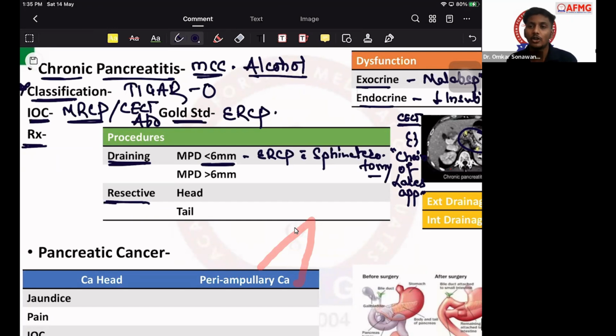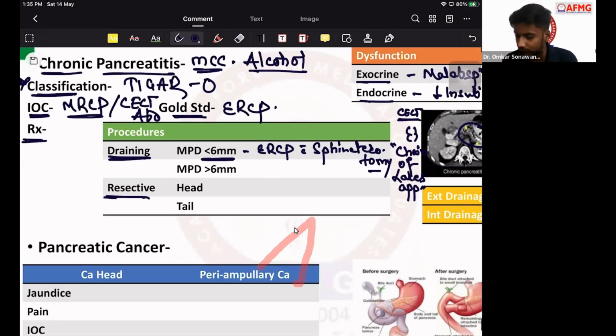It is ERCP with sphincterotomy. You will open up the sphincter properly. You will open up the opening of the main pancreatic duct, and that will relieve the condition of the patient.